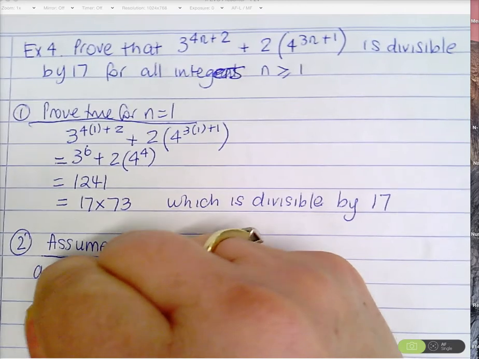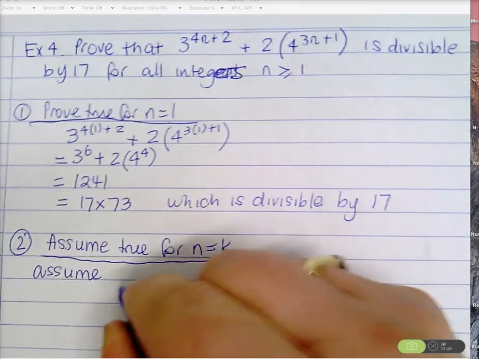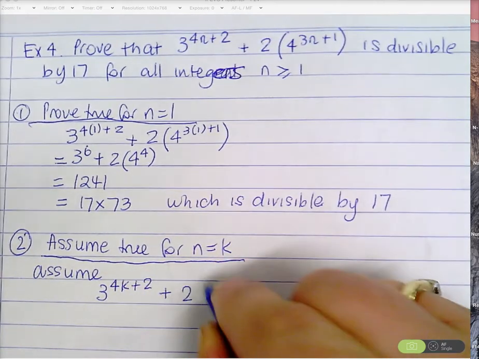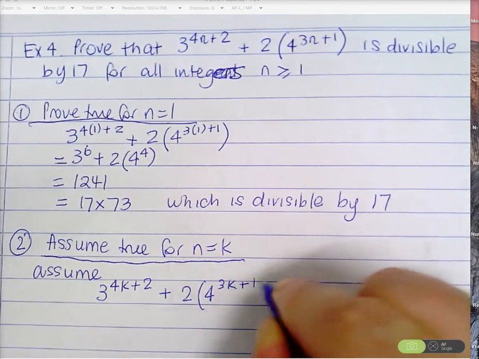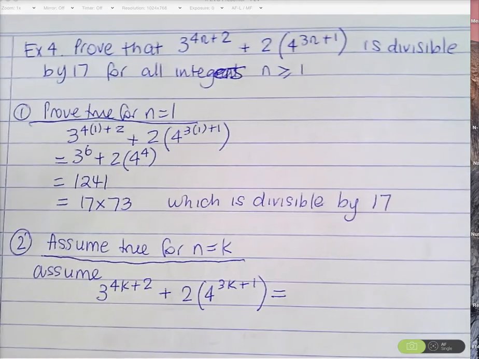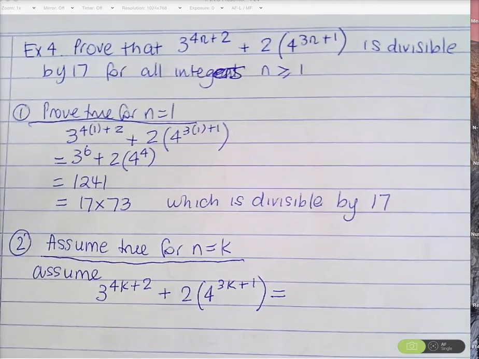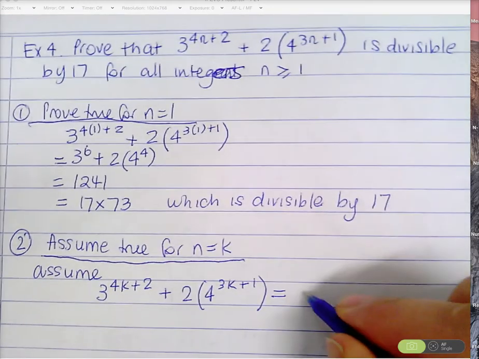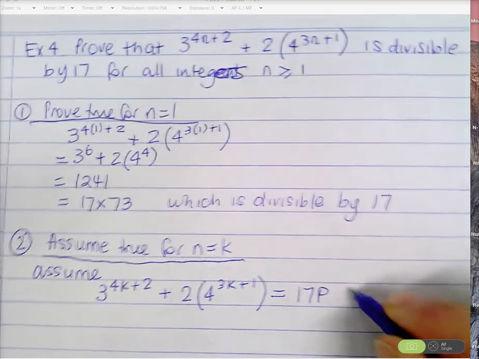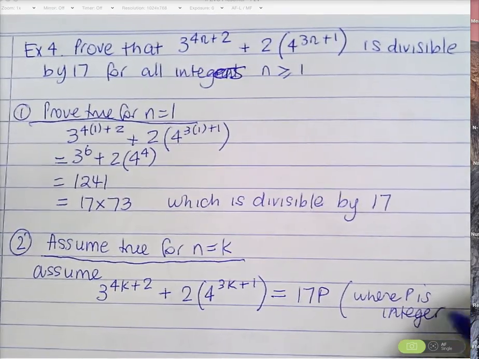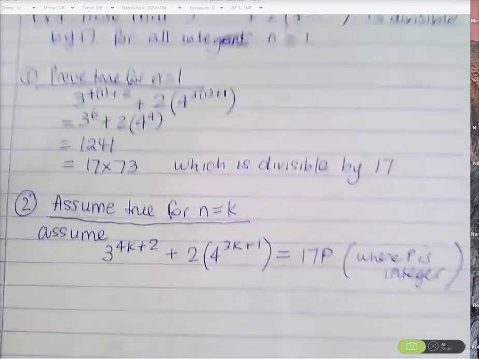In other words, we are assuming that 3 to the 4k plus 2 plus 2 times 4 to the 3k plus 1 equals what? You have to write assume true for k. You probably don't assume that it equals, you could probably just write that. So assume that that equals 17p, where p is an integer. That's what we're assuming, that it's 17p.